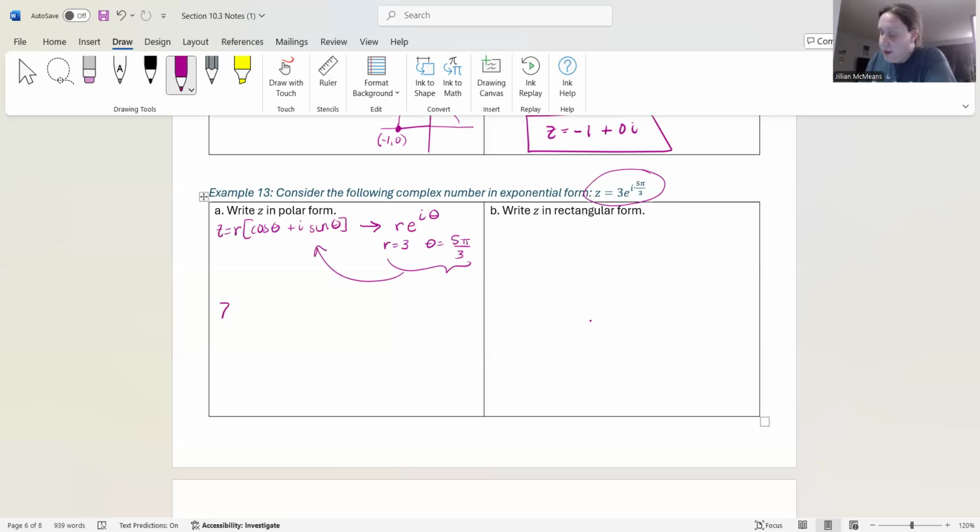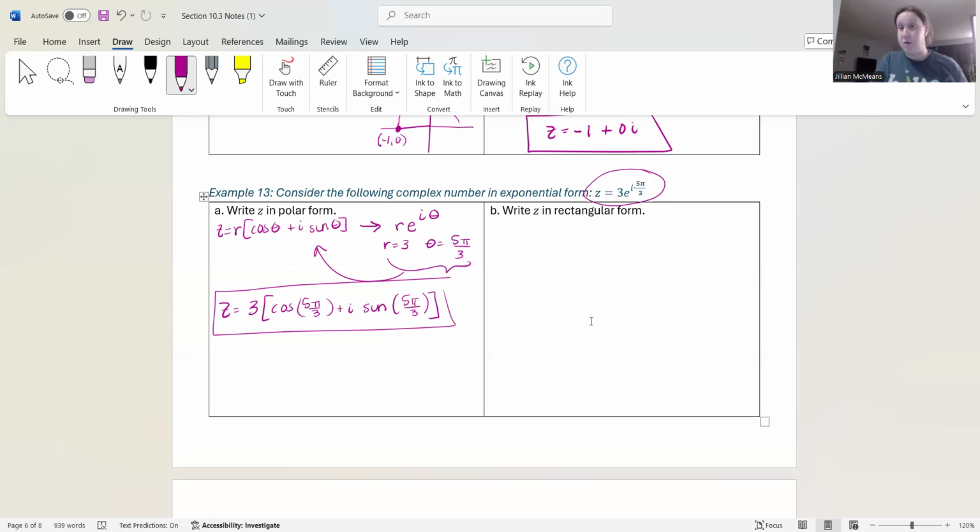Okay, so we're going to get z equals r, which is 3, times cosine of 5 pi over 3 plus i times sine of 5 pi over 3. And that's it. This is polar form. You want to leave the angles in there. You want to make sure your angle is from 0 to 2 pi. You want to make sure your r is positive, but you don't want to actually evaluate sine and cosine of whatever that angle is. Just leave the angle in there, okay? When we get to rectangular form, that's where we figure out what sine and cosine of those angles are.